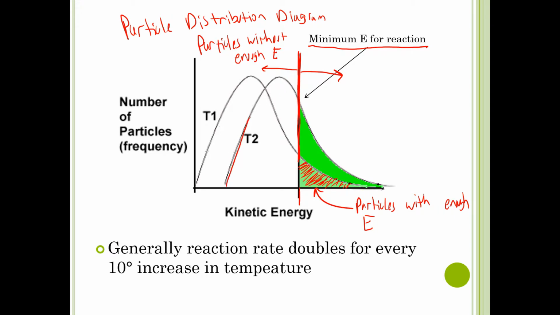T2, so this line here represents what happens when you increase the temperature. When you increase the temperature, you shift the entire distribution to the right because more particles have more energy. The particles without enough energy are still represented by this chunk here. But the particles with enough energy, there's now more of them.